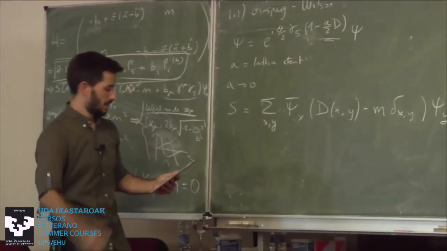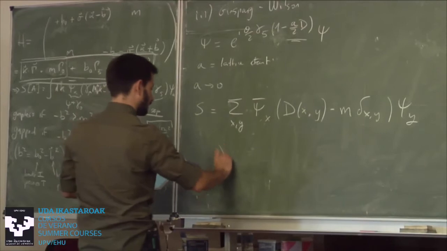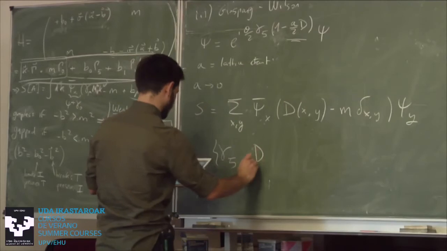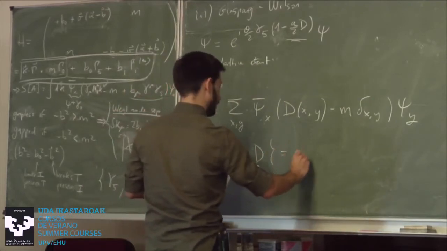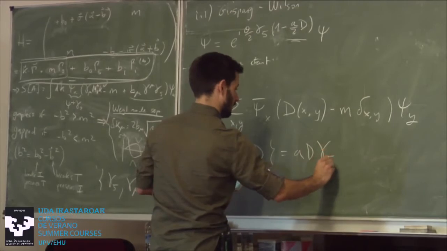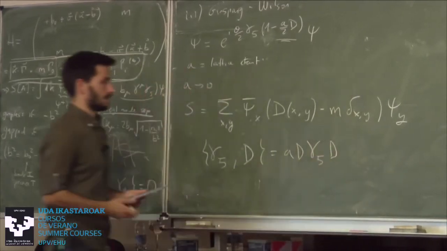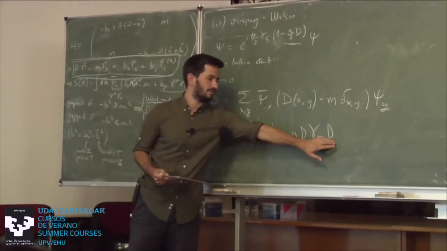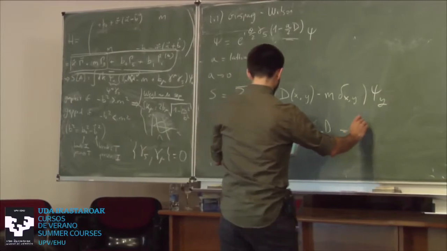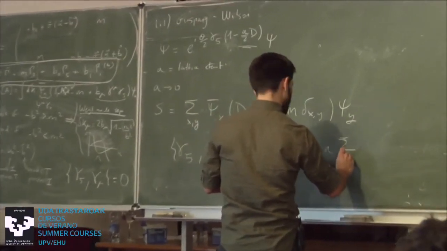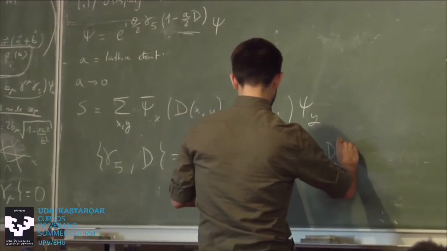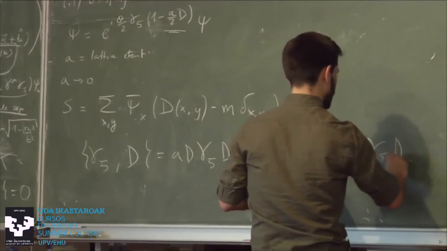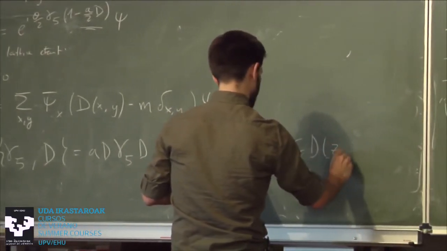And so one can ask whether there's an operator D that satisfies the following: gamma 5 D plus D gamma 5 equals a times D gamma 5 D. The way you have to read this last term is, I'm going to write it explicitly because if not it might be confusing: X, Z, gamma 5, D, Z, Y.